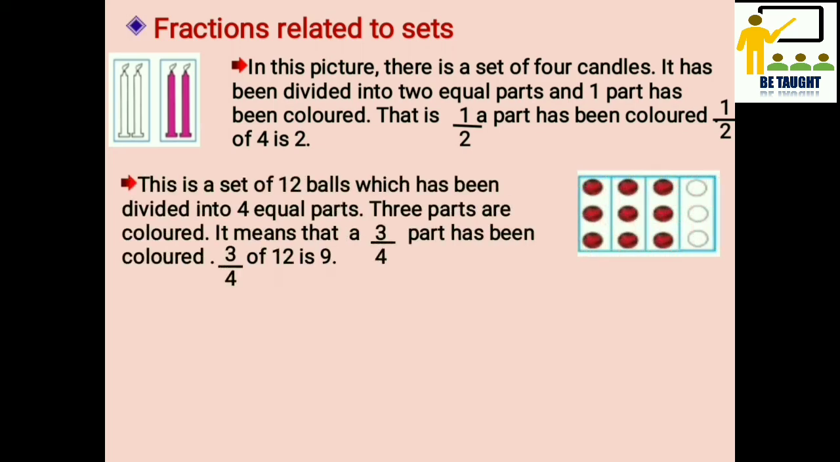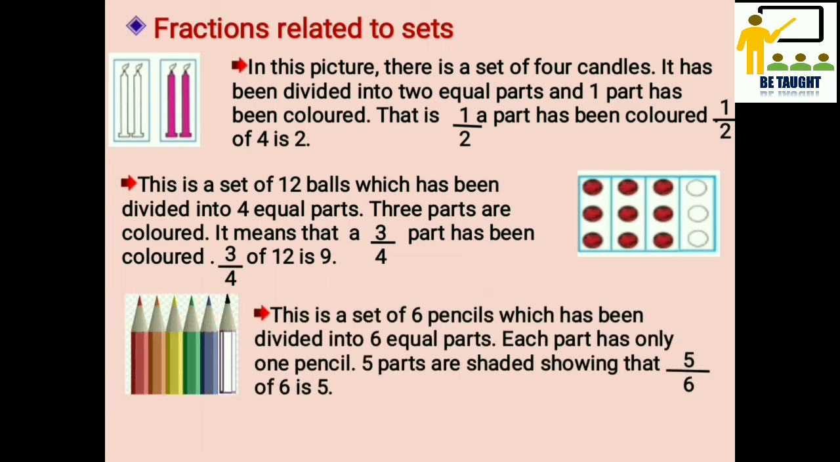We'll see one more example. This is a set of 12 balls which has been divided into 4 equal parts. 3 parts are colored, as you can see in the picture. It means that 3/4 part has been colored. So 3/4 of 12 is 9.